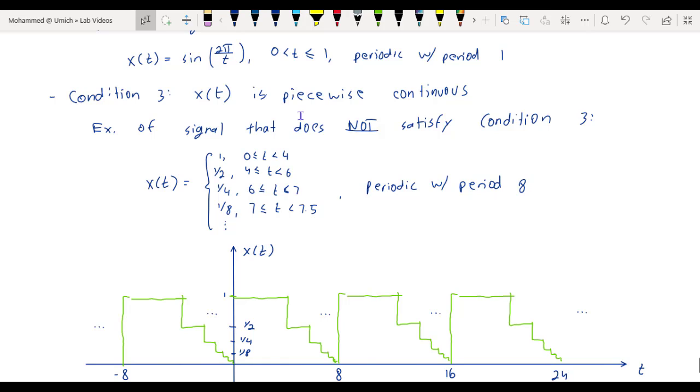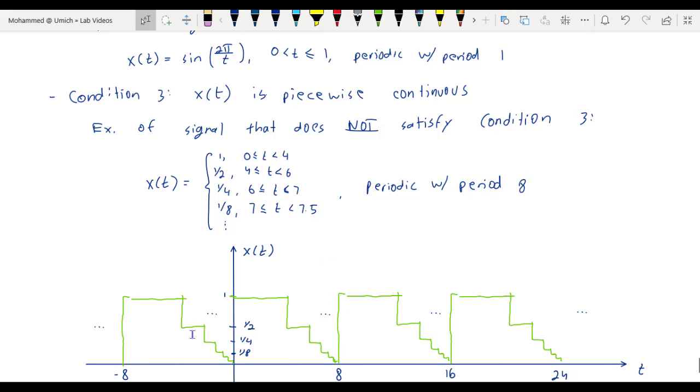period 8, but in each period, say for 0 less than or equal to t less than 8, the value of x of t decreases by a factor of 2 whenever the distance from t to 8 also decreases by a factor of 2. So x of t is 1 for 0 less than or equal to t less than 4, 1/2 for 4 less than or equal to t less than 6, 1/4 for 6 less than or equal to t less than 7, 1/8 for 7 less than or equal to t less than 7.5, and so on.